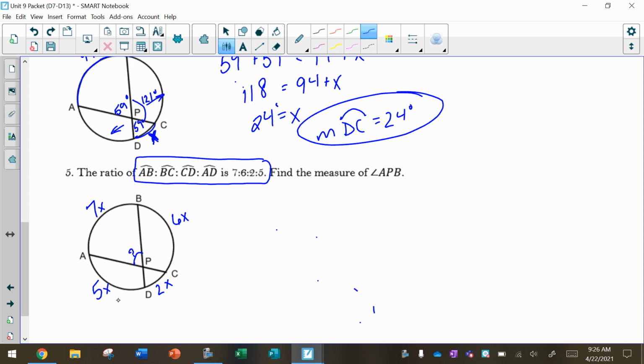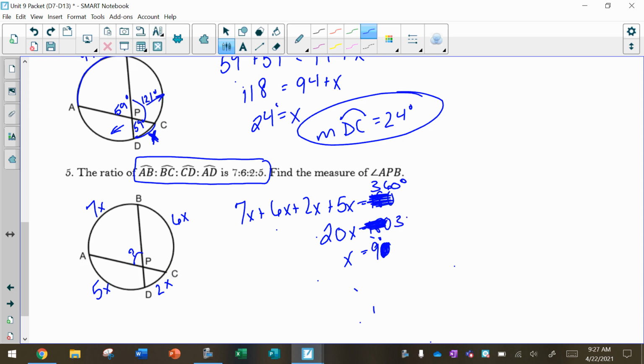Now, those 4 arcs make up the entire circle. Those 4 arcs have a total measure of 360. So 7x plus 6x plus 2x plus 5x has to equal 180 degrees. 7 plus 6 plus 2 plus 5, that's 20 x's equals 180, which means that each value of x is equal to 9. No, is that right? 180 divided? No, what am I doing here? Not 180, some of you are yelling at me at home. 360. You have to make 360 degrees. So 20x equals 360 degrees. And 360 divided by 20 is 18. All right, that makes more sense.